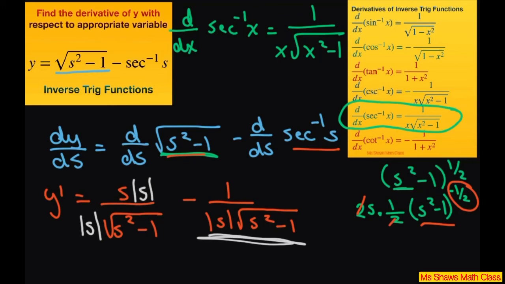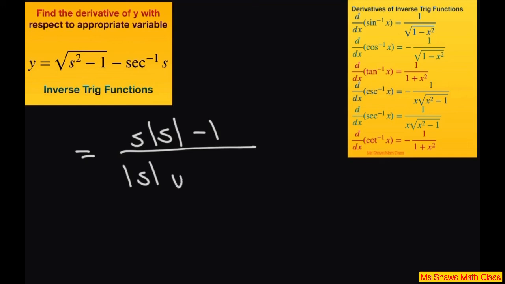So we're going to go ahead and write the final answer with one denominator. The answer is going to be y prime equals s times the absolute value of s minus 1 divided by the absolute value of s times the square root of s squared minus 1. And this was our derivative of y with respect to s. And this is your final answer.